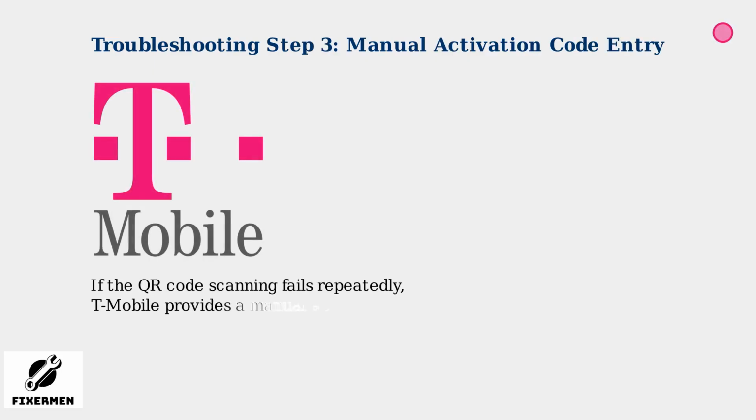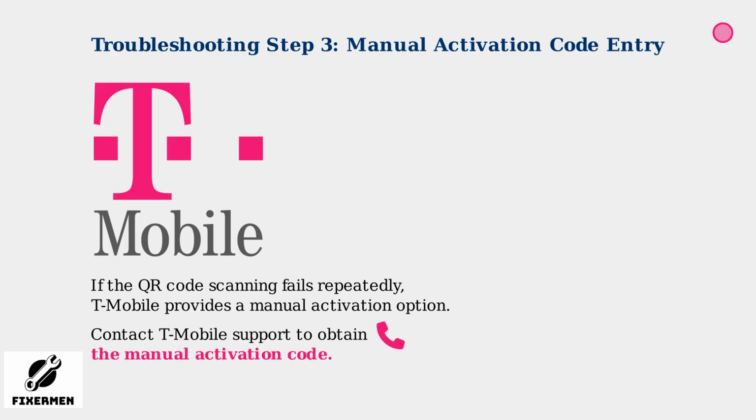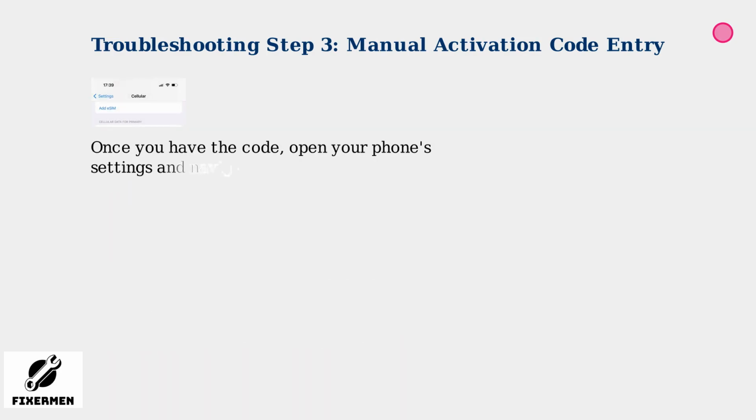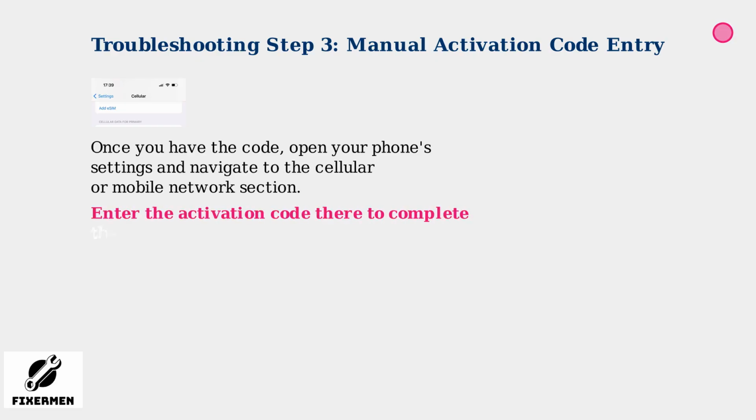If the QR code continues to fail despite troubleshooting, T-Mobile offers a manual activation option that bypasses the scanner entirely. Contact T-Mobile support to obtain the manual activation code, which is a unique alphanumeric string provided securely through their customer service channels. With the manual activation code in hand, access your device's settings menu.